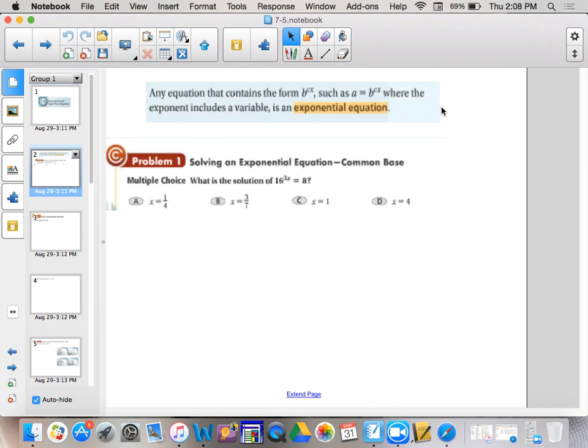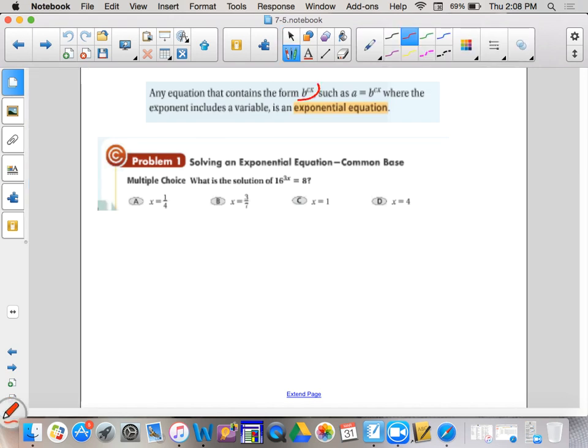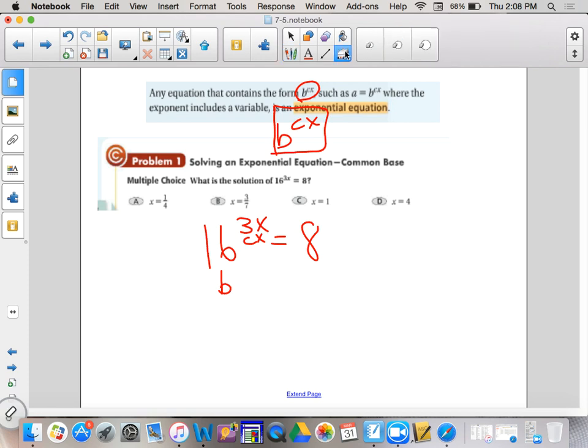Okay, so an exponential equation is an equation that contains the form b raised to the cx. They give me a problem that reads 16 raised to the 3x equals 8. Same thing as this up here. This would be b, this would be c, and this would be x. So b raised to some number in x. That's all they're saying there. That is known as an exponential equation. So we want to take this exponential equation and solve it.